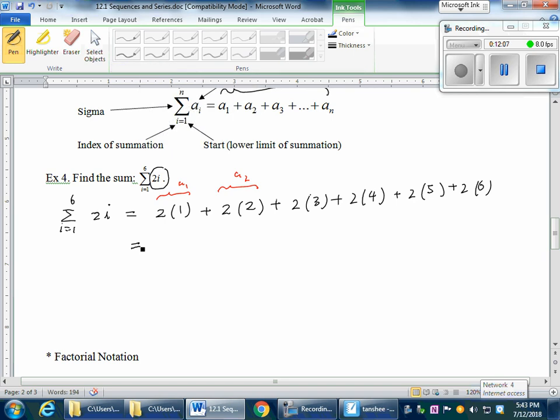So if I add all of this up, 2 plus 4 plus 6 plus 8 plus 10 plus 12, all together, that gives me the partial sum of the sequence 2i, in general term sequence 2i. So it will be 10, 20, 30, 42 is my final answer. We will do this kind of example more later on after we talk about the factorial notations.